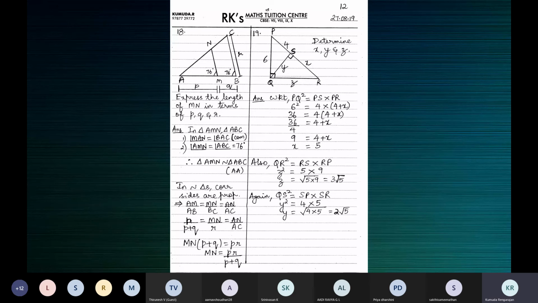We have only two triangles here, AMN, ABC. So in the two triangles, one pair of angles are equal, 76, 76. So in the small triangle, M is 76. In the big triangle, B is 76. And then both the triangles have a common angle at A.